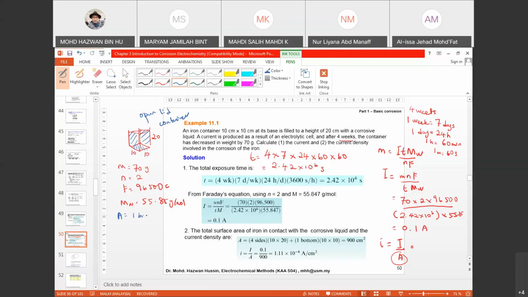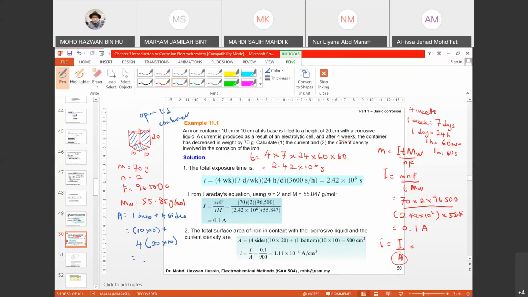Base plus with 4 sides that you need to consider for your area. One base, so base 10 times 10 plus with 4 sides. So you have 4 multiplied with 20 times 10. This is actually the area of the sides.